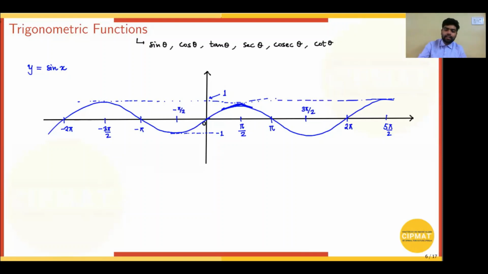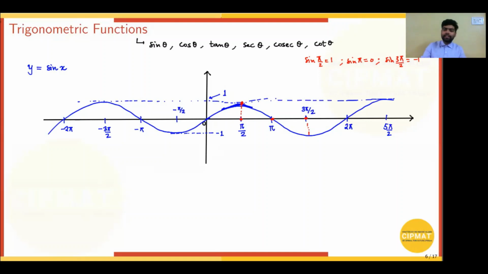If you clearly see, at pi upon 2 the value of sine x is equal to 1. Hence, I write that sine of pi upon 2 is equal to 1. Similarly, what should be the value of sine pi? The value of sine pi should be equal to 0, clearly from the graph. What is the value of sine 3 pi upon 2? It is minus 1. So sine 3 pi upon 2 is equal to minus 1. In this way, you can find out the various values of sine x with the help of this graph.